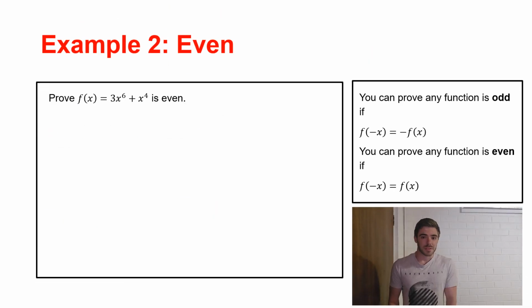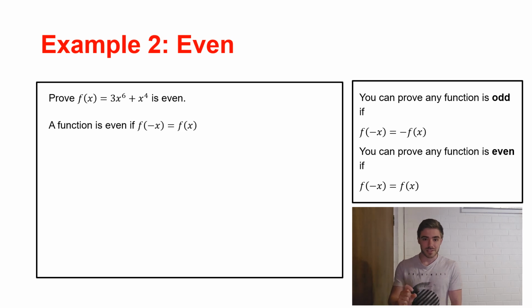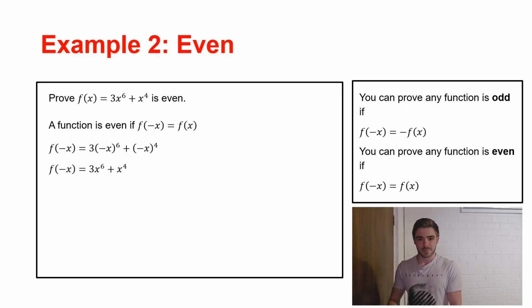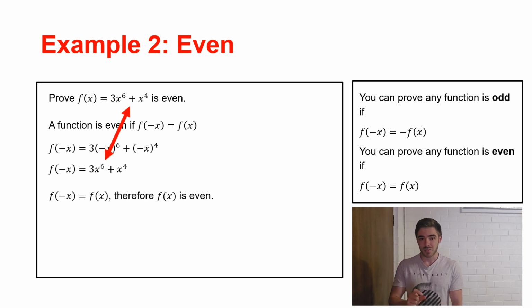We do a very similar thing for even functions. All we're trying to do here is prove that f(-x) is the same thing as f(x). So once again, we're just going to figure out what f(-x) is by replacing every x with negative x. In this case, because all the powers are even, the negative terms inside the brackets cancel out. From here, there's not much else to do. If you have a look at f(-x) and compare it to f(x), you'll see they're the same thing.